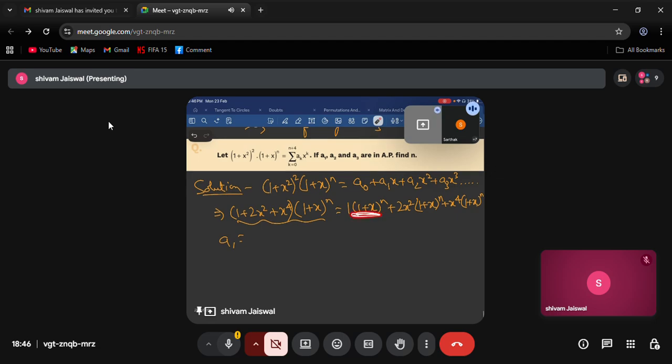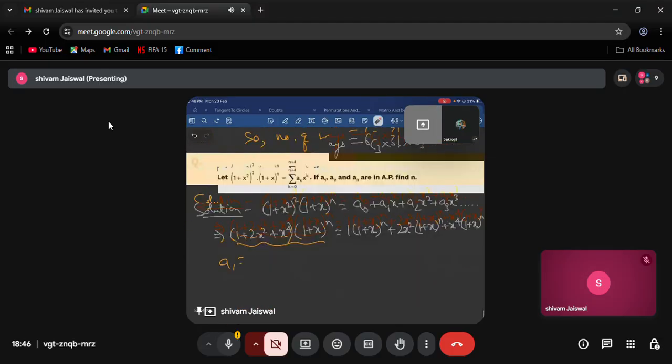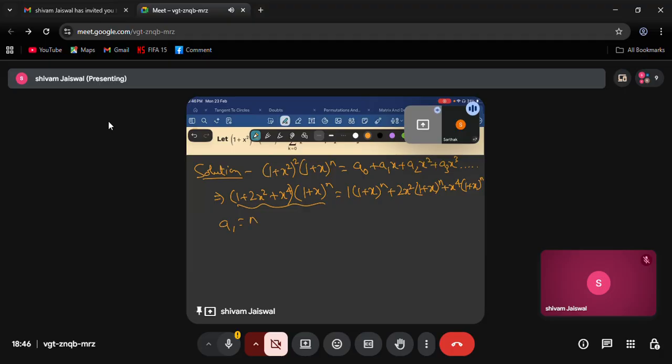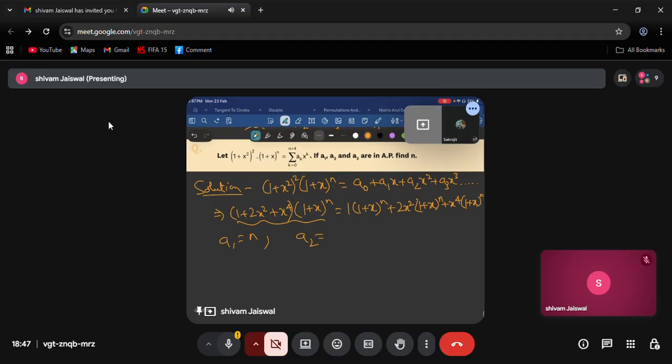So what is the coefficient of x over here? It's a very simple question. NC1. A1 equal to n. Okay, and tell me what is the value of A2? What is the coefficient of x square? NC2 plus 2. Correct. And what is the coefficient of x cube?